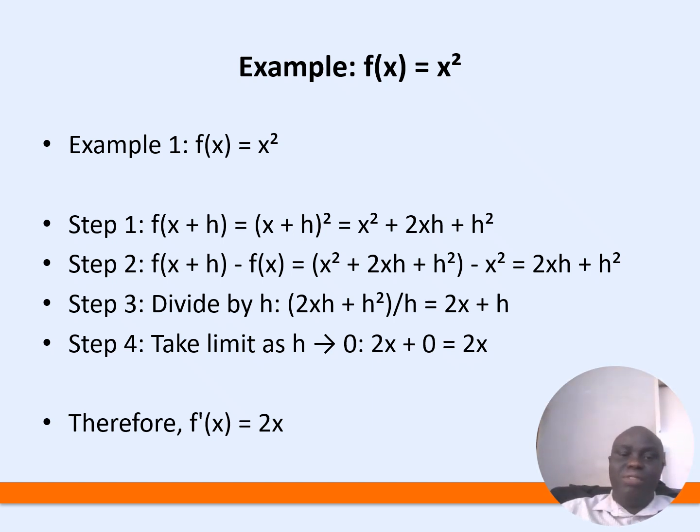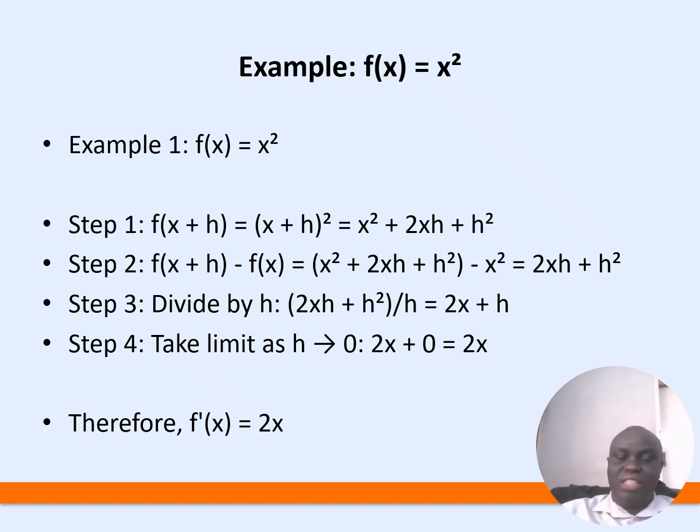Now the example, f of x is x squared. Like I told you, anywhere you see x, you put x plus h. That's why we have x plus h here. Then this is the square we are talking about. You will expand it. After the expansion, you have x squared plus 2xh plus h squared. This is step 2. You now go to f of x plus h minus f of x.